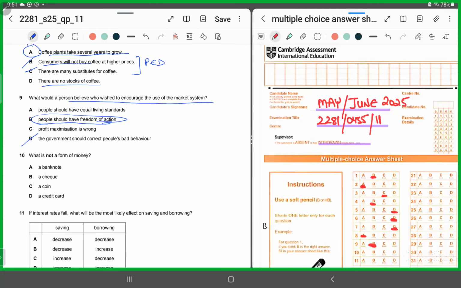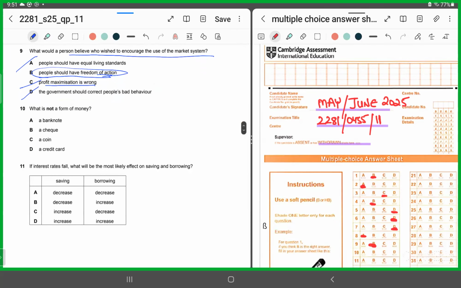People should have equal living standards. No, there's a lot of income disparity in a market economy, so it cannot be A. Profit maximization is wrong. A market economy is dominated by the aim of profit maximization, right? Everybody looks forward to their own self-interest. It cannot be C even. So the correct answer by elimination and by logic is B. So for 9, we've shaded in B.